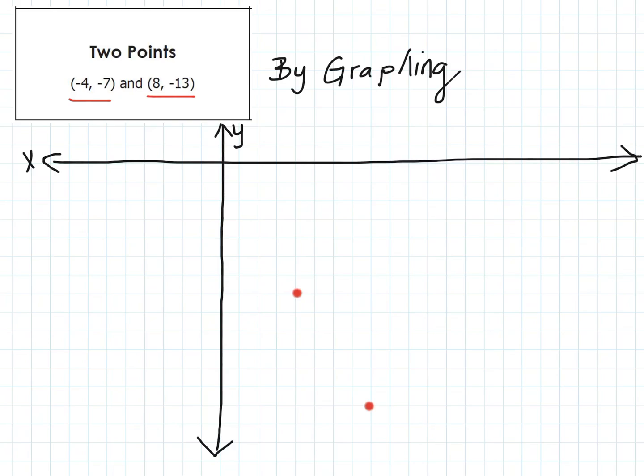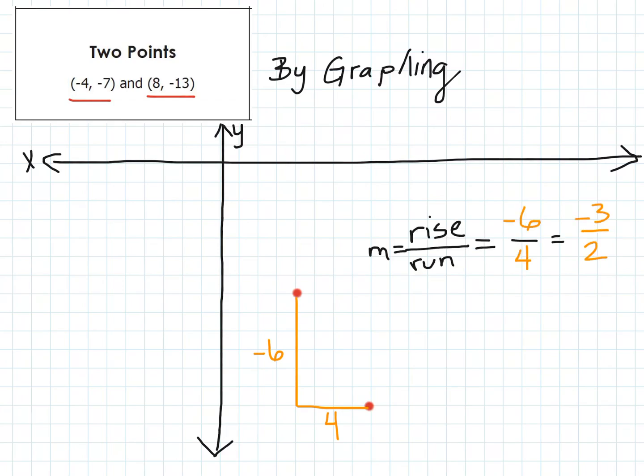Okay, so what I'm going to do next is figure out what the slope is. So I'm going to do rise and run. Let's see, 1, 2, 3, 4, 5. That's a down 6, and then over 4. My rise is -6, and my run is 4. And that will simplify to give me -3/2. So I now know my slope.